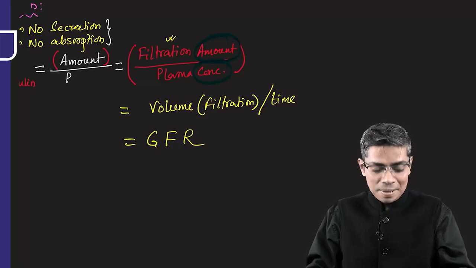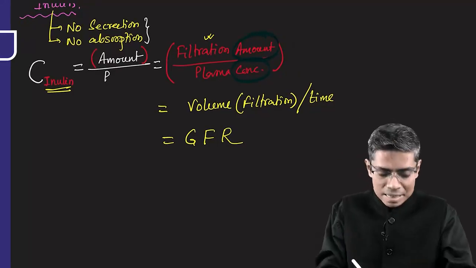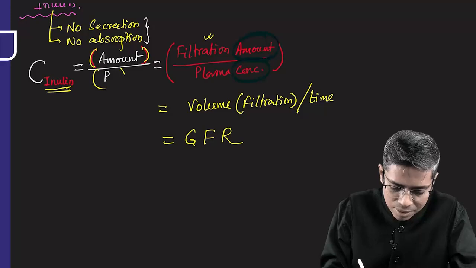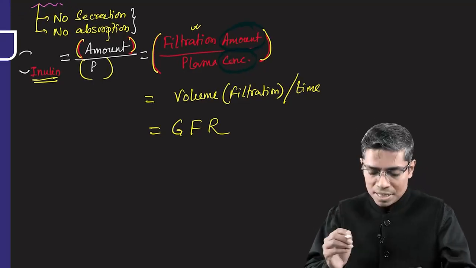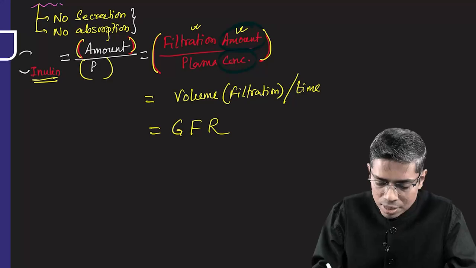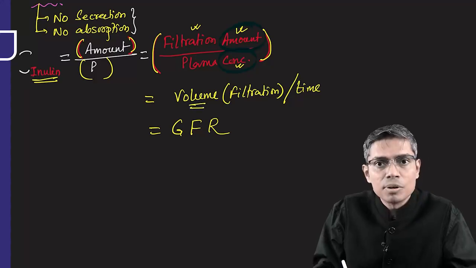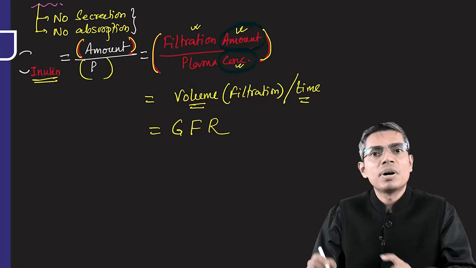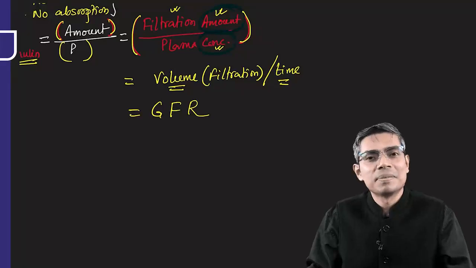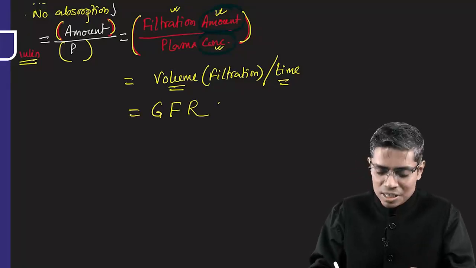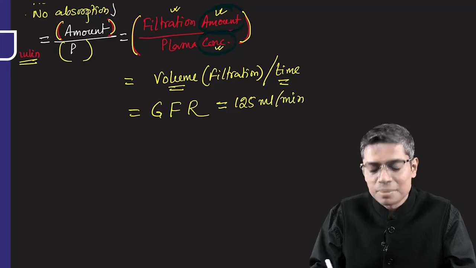So that's why we say that if you measure the clearance of inulin, you are dividing urinary amount upon plasma concentration. Urinary amount is only and only by the process of filtration. So basically you are dividing filtration amount upon your plasma concentration. If you divide this, then you are going to get a filtration volume per unit time at the level of glomerular capillary, which is nothing but GFR. And that's why we say that if you measure the clearance of inulin, you are going to get the GFR. And what is the normal GFR? That is 125 ml per minute.